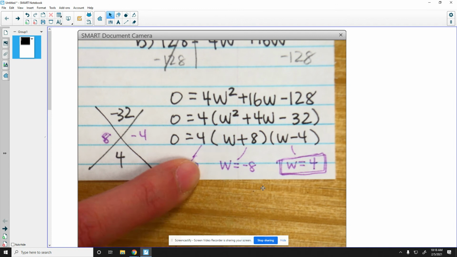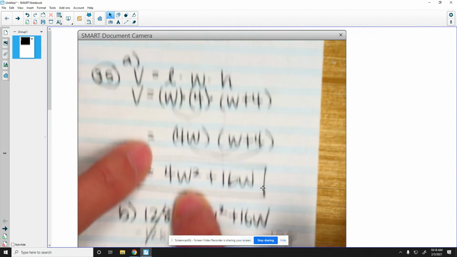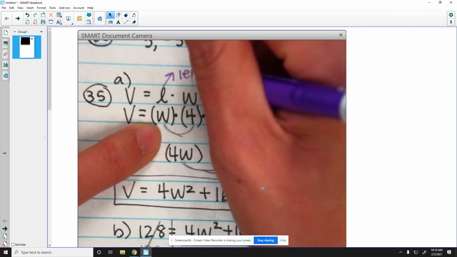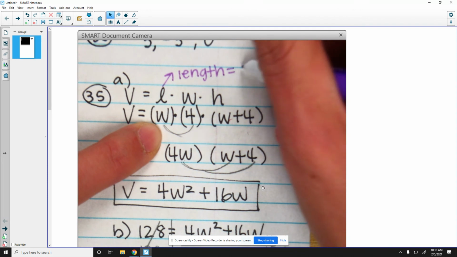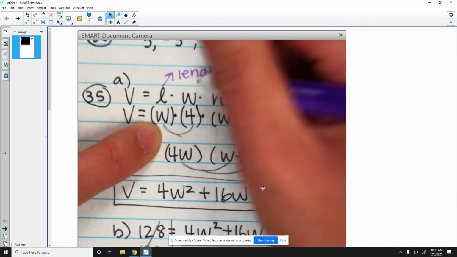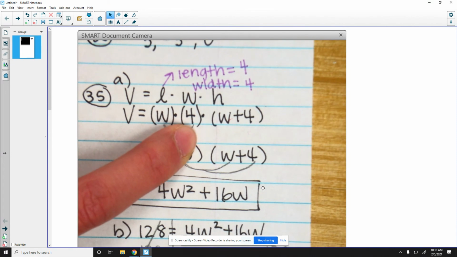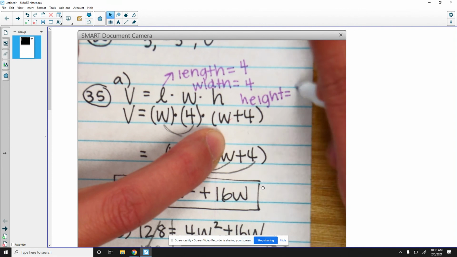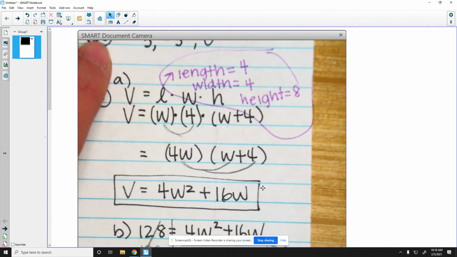So, not even done yet. If W equals 4, what are my dimensions? Length, width, and height. So my length is how many? 4, because W equals 4. My width, well, that was 4, they told me. And then my height equals 8, because 4 plus 4 is 8. That's my final answer for part B.